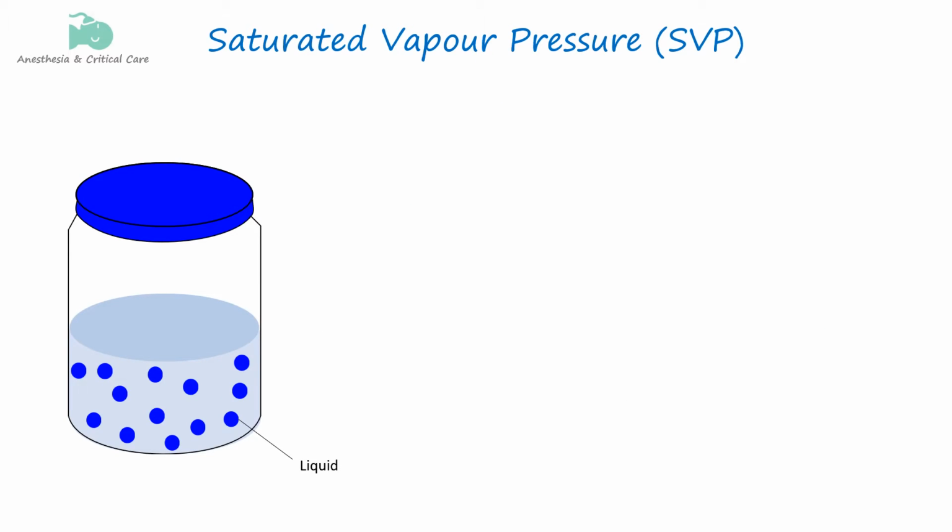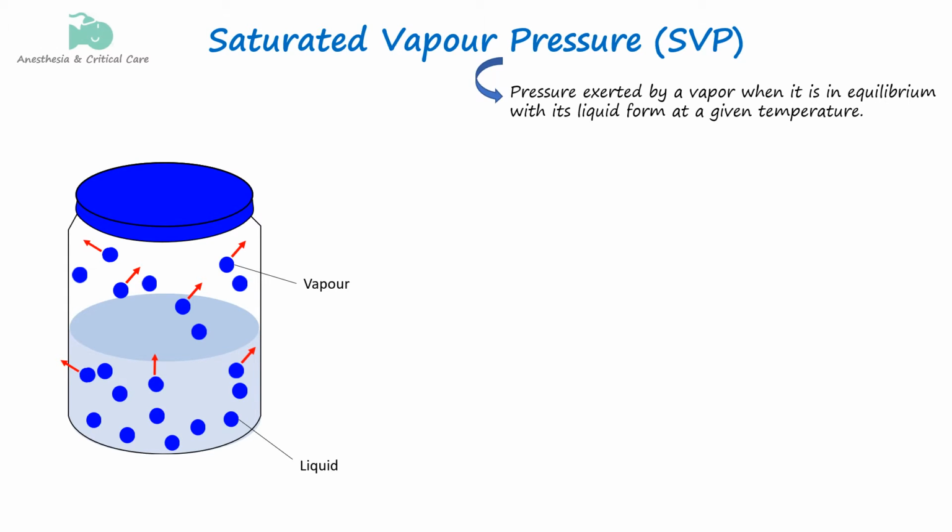When the anesthetic agent is placed in a tight container, the vapor molecules exert pressure on the walls of the container. This is called vapor pressure. Over time, the pressure exerted by the vapor stops further liquid from vaporizing by compressing the vapor molecules back into liquid. At this point, the vapor is said to be saturated, meaning it cannot hold any more molecules and the system is in equilibrium. The pressure at this point is called saturated vapor pressure.